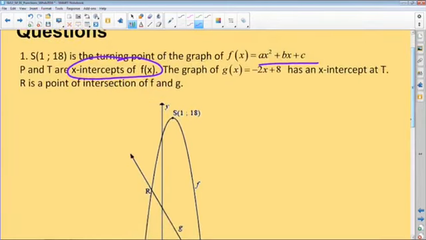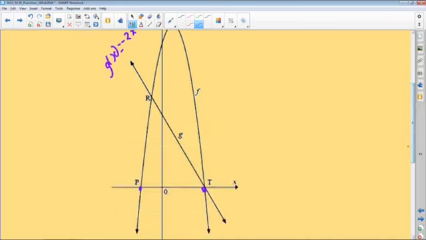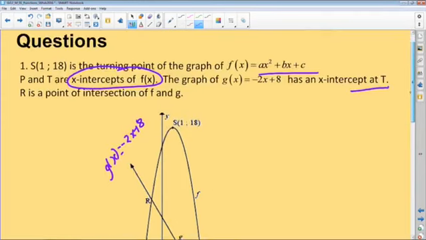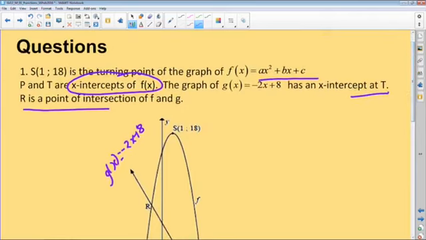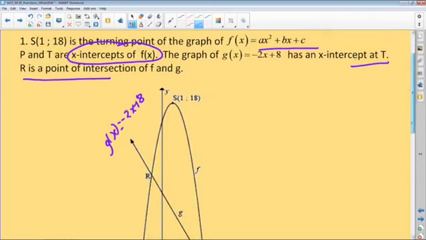The graph of g of x is equal to minus 2x plus 8. So we're going to write that in, because we know what that equation is. So the straight line graph, we've got that equation, and we know that it has an x-intercept at T. You can see that on your graph. Interestingly enough, it's also a point of intersection with the parabola. So at that point, they're going to have the same coordinates. R is the other point of intersection of the two graphs.